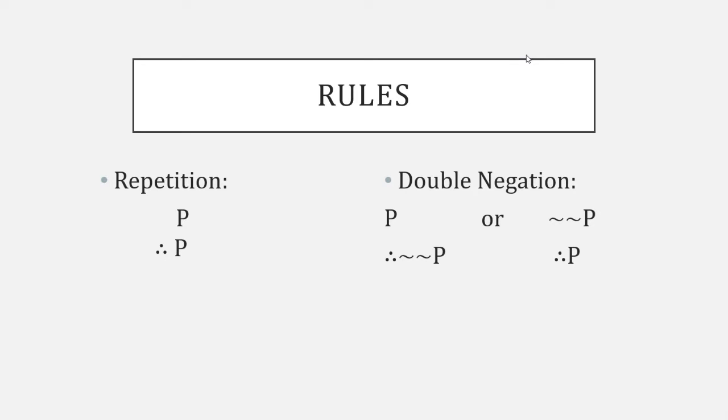All right. Okay, so double negation should be fairly straightforward. It's pretty clear what's going on there, right? If you have P, you can get not P. If you've got not P, you can get P. No problem, yeah? Repetition, even simpler. If you've got P, you can get P.